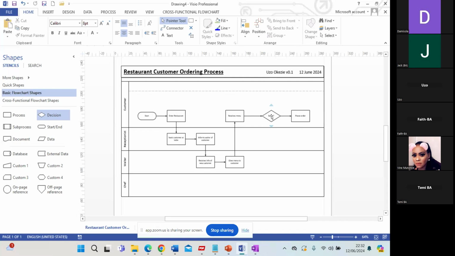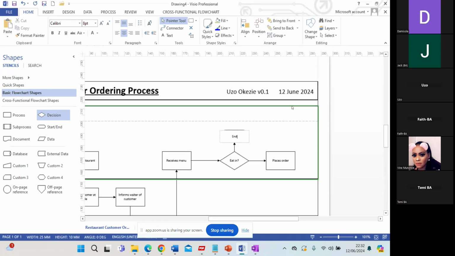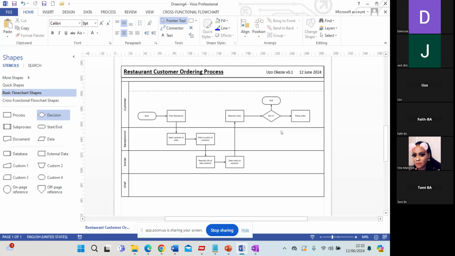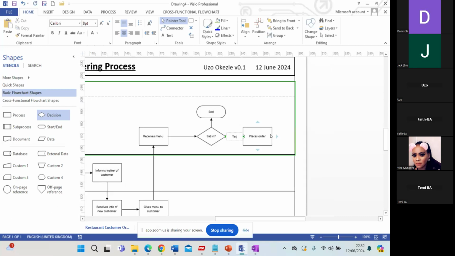Okay, so let's just create that scenario. If he says no, then the process ends because he has to leave. There's nothing else, basically. If he says, no, I don't want to eat, the process has ended. And the way you know this is that every decision box must have the answer in the line.